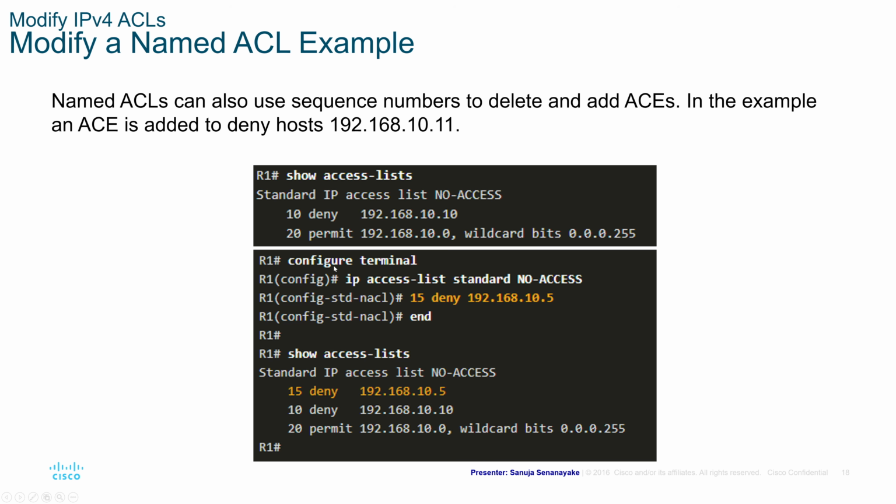To modify them, what we have done here is we went into ip access-list standard NO-ACCESS, so we are getting into here, and we add a 15, a new one, saying deny 192.168.10.5. If you rerun show access-list, you can now see the standard IP access list NO-ACCESS has these three entries now. So the new entry, which is deny 192.168.10.5, is now added on top of this.